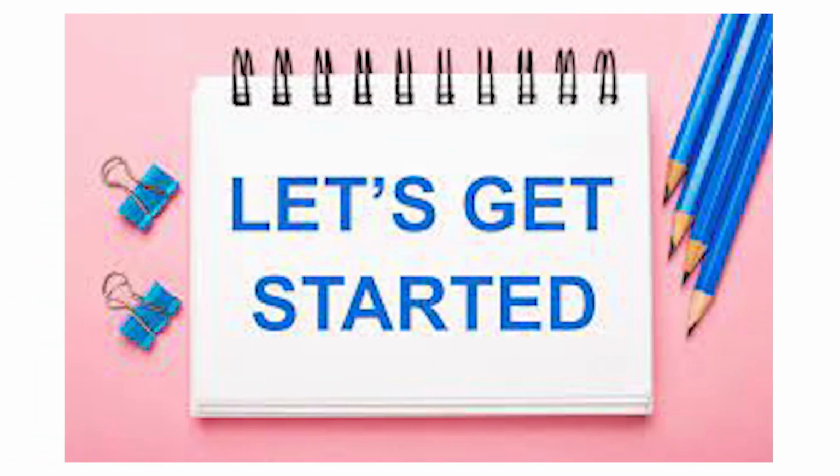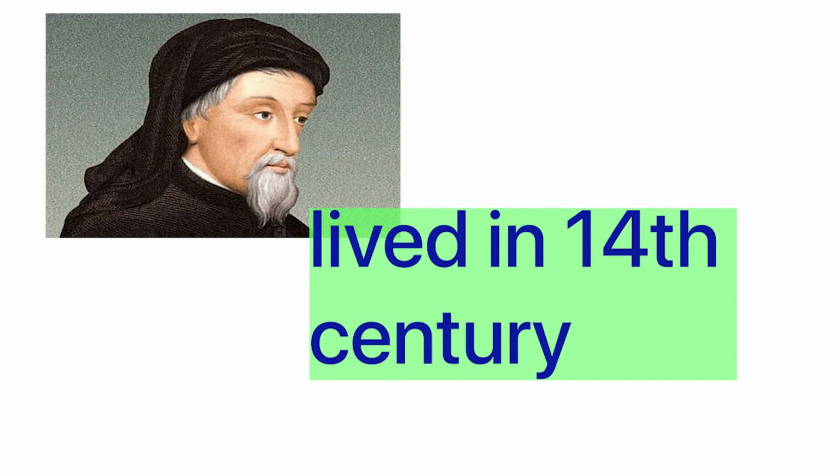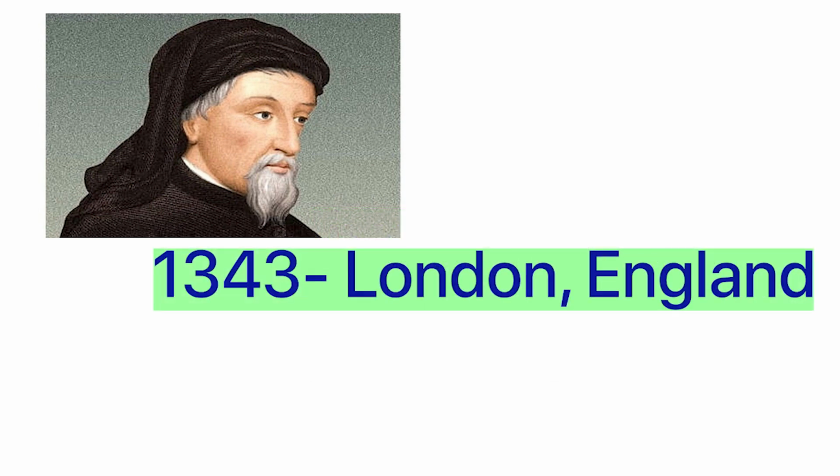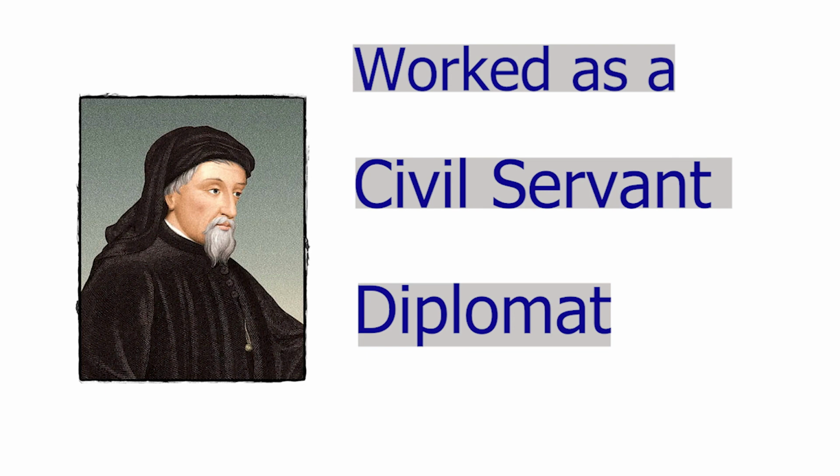So, let's get started. Geoffrey Chaucer was an important English writer who lived in the 14th century. His exact date of birth is unknown. Generally, it is said that he was born somewhere in the 1340s, but 1342 or 43 is a closer guess. So either of the years is correct. So we can say that he was born around the year 1343 in London, England. Chaucer's father was a wine merchant and Chaucer himself worked as a civil servant and diplomat.